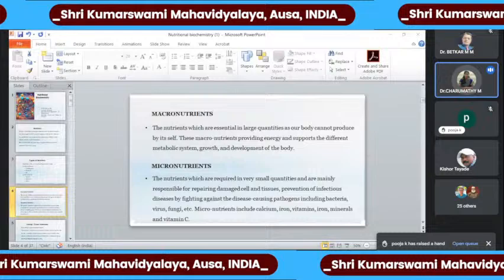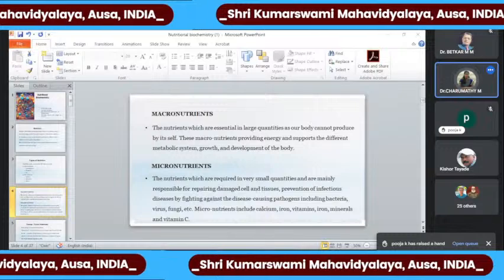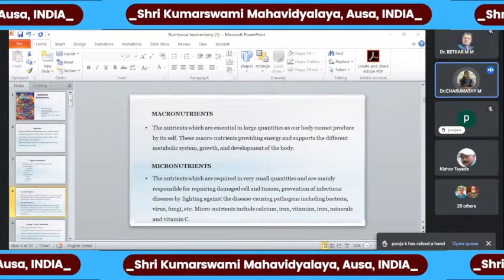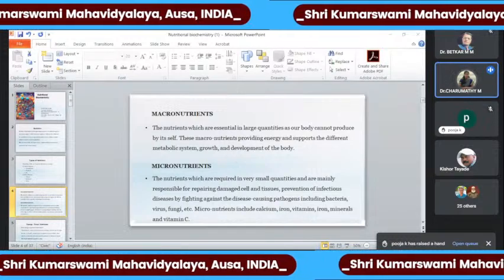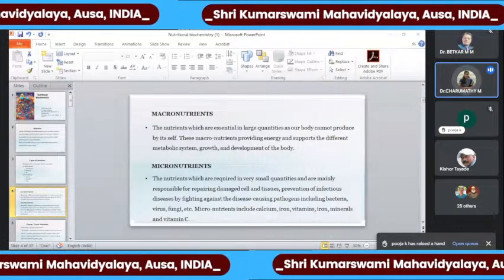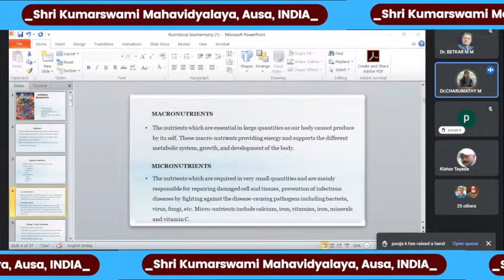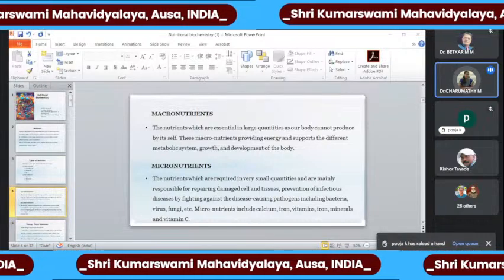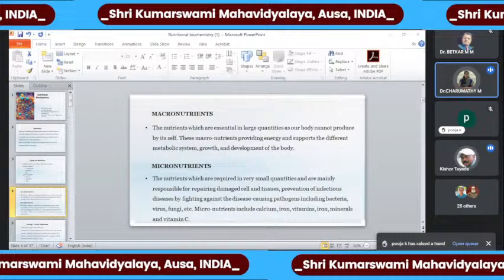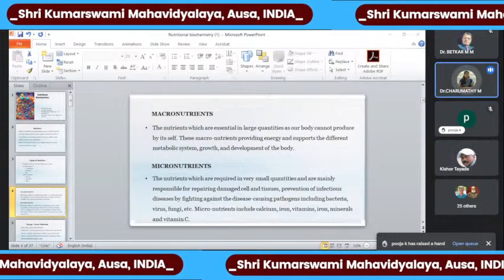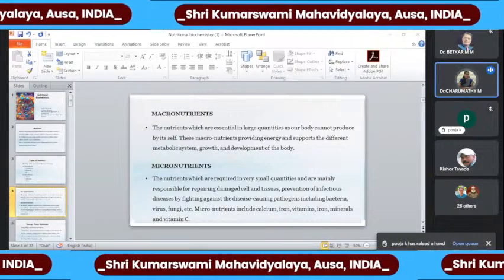Coming to the macronutrients, the first macronutrient we are going to discuss is carbohydrate. It plays an important role in our daily life. It provides energy to the body and to the nervous system also. It provides 4 kilocalories per gram. Some enzymes play an important role in breaking down carbohydrates to glucose. The enzyme amylase assists in the breakdown of starch into glucose. Finally, it produces the energy for metabolism.